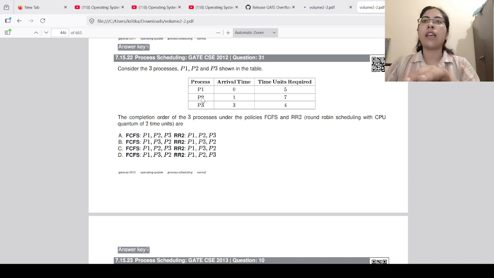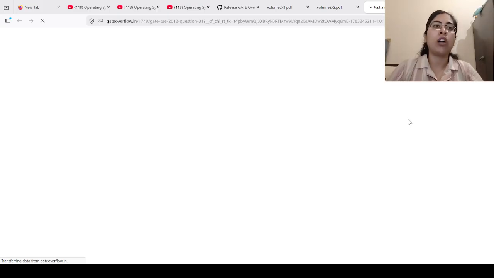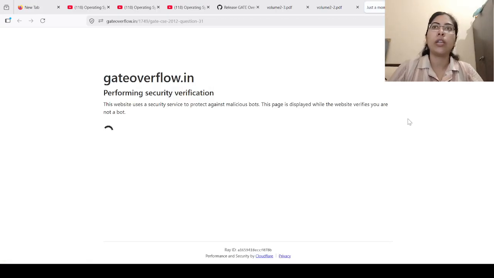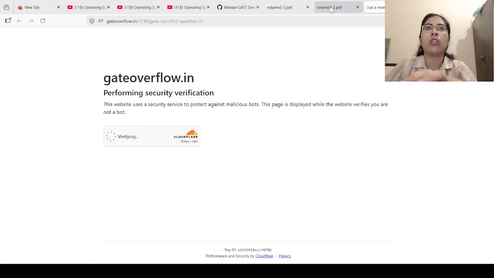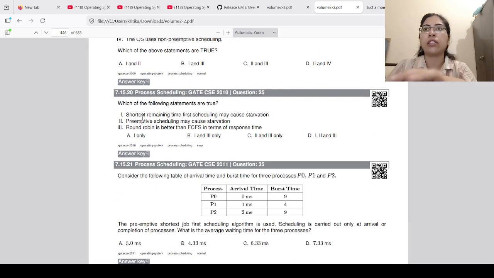So you just have to solve this question on pen and paper, and then simply open the link in a new tab and see the solution if you want to see the answer. Okay, the Gate Overflow link will open and you can see the answer. Similarly, you can practice other questions. Which of the following statements is true? SRTF scheduling may cause starvation. Preemptive scheduling may cause starvation. Round robin scheduling is better than FCFS in terms of response.